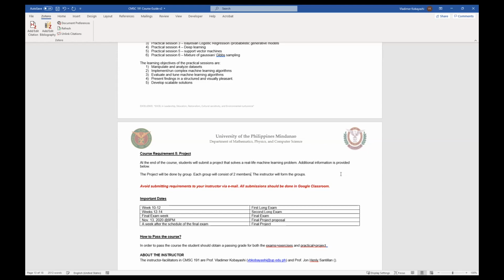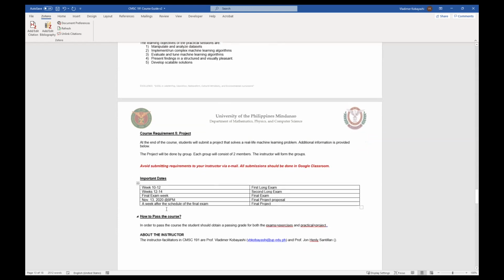The instructor will form the groups. So ako ang mag-assign kung saan kayo malalagay. And then, of course, ito yung mga schedule.